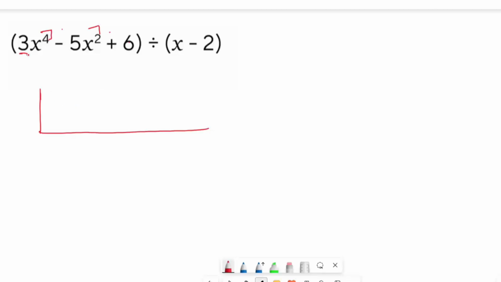So the coefficient of x to the fourth is 3. The coefficient of x to the third is not here, which means it has to be a 0. Then we have a -5 for the square. For x to the first power, since it's not here, it has to be a 0 as well. And our constant is 6. We're going to divide through by x minus 2, which means we equate this to 0, add 2 to both sides, and solve for x. We're going to get +2, which means we're going to be using 2 here.